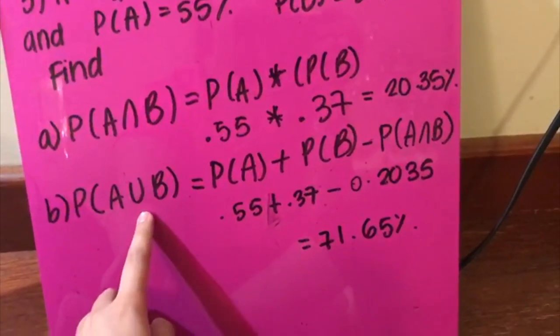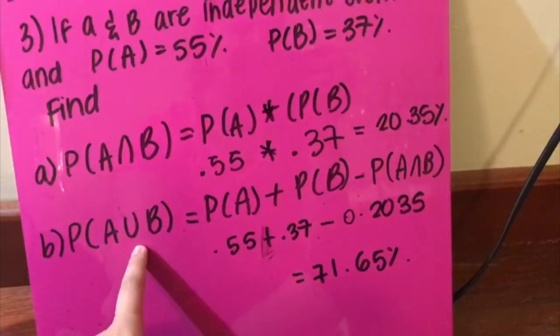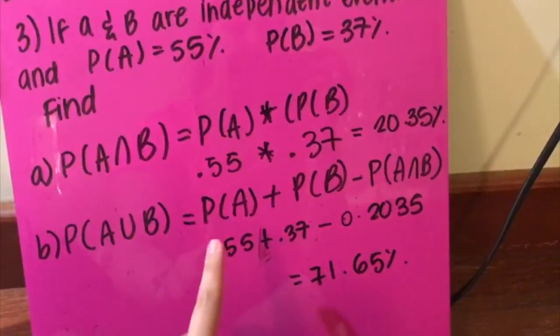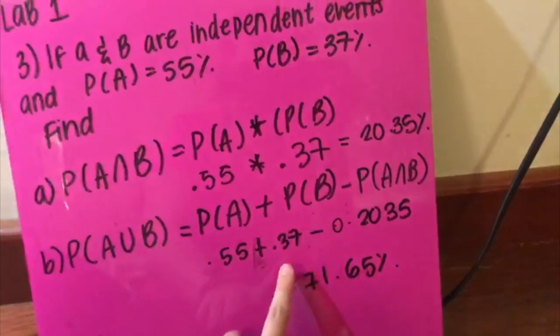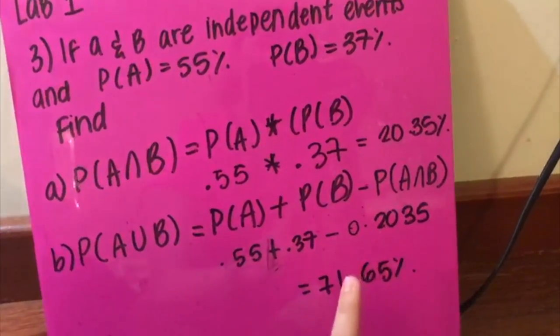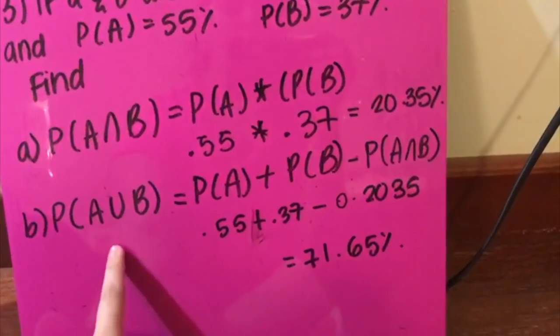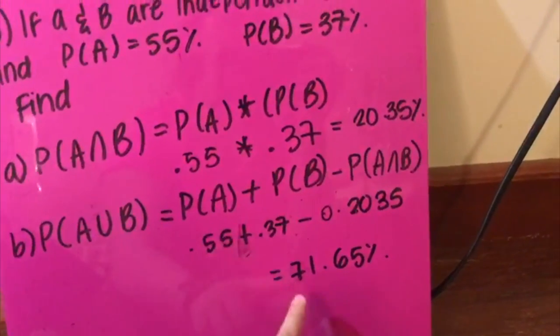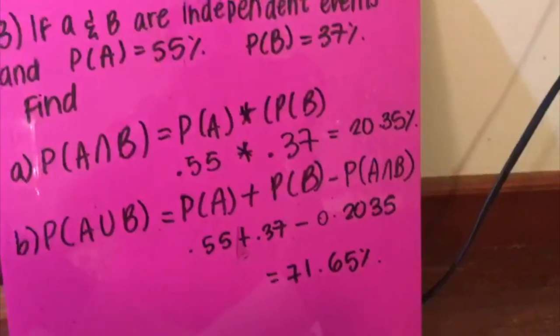Then here, since it is an OR, we're going to add. So the probability of A plus the probability of B minus the probability of A and B, since this is a not mutually exclusive event, which gives you 71.65.